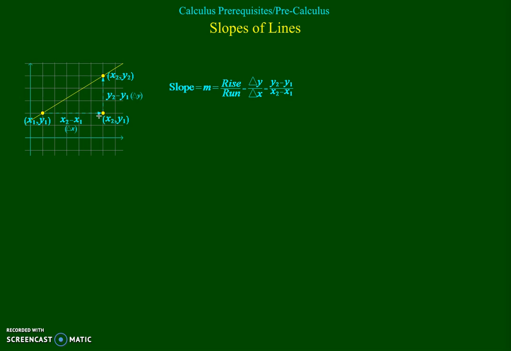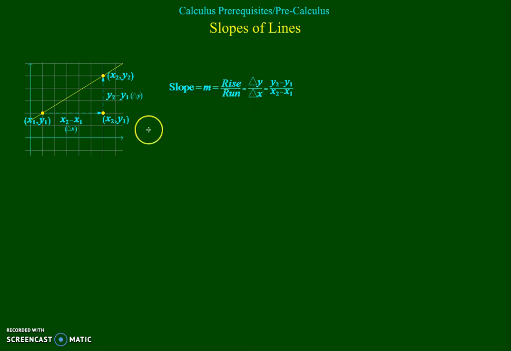In calculus terms, we're going to say change in y over change in x. This is the Greek letter delta, which means change in. So this is the change in y over the change in x. So it's a ratio of the rate of change of y with respect to the change in x.